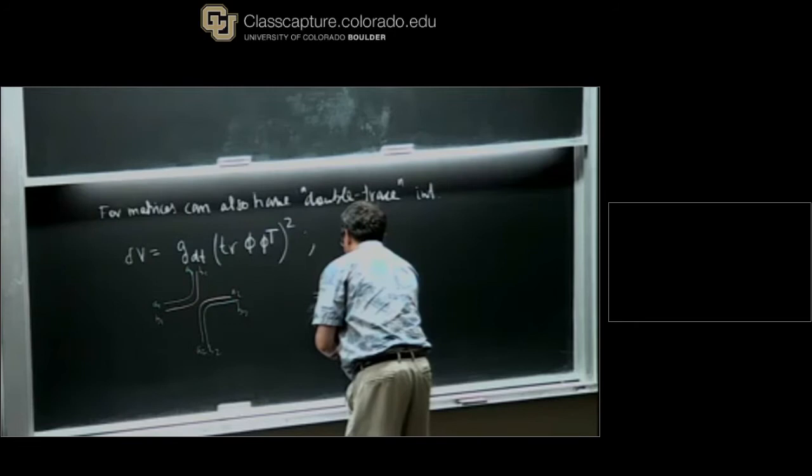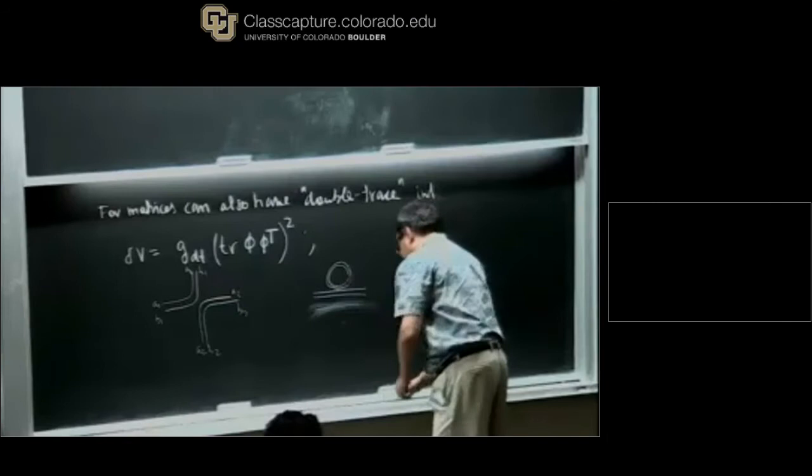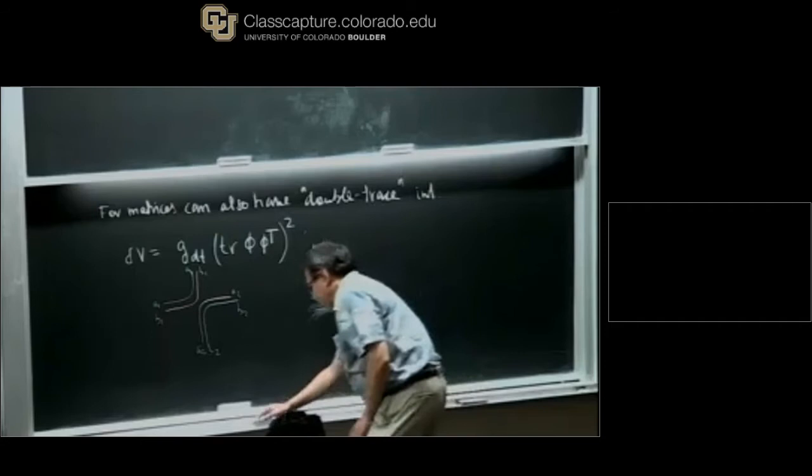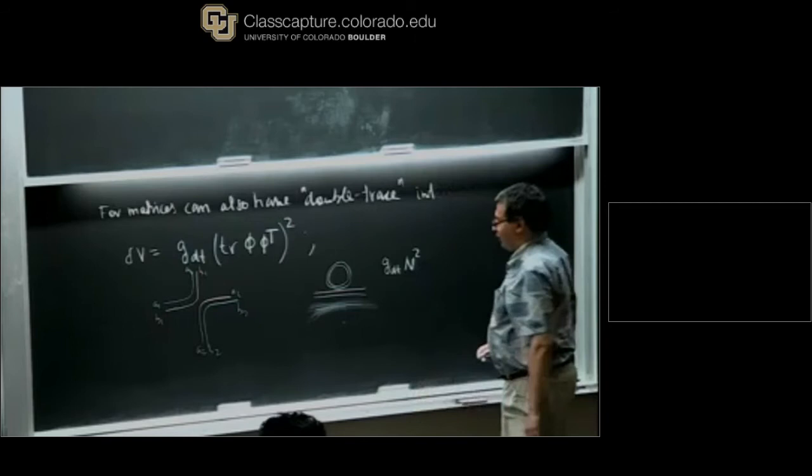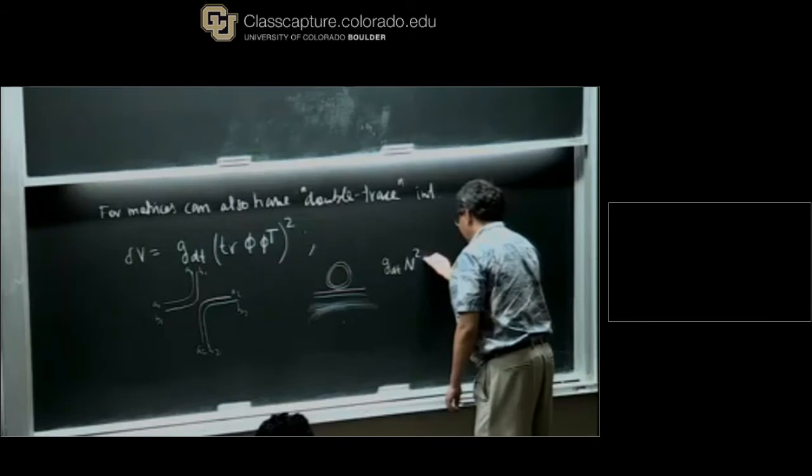But this is what the snail is going to look like. Right, so now there are two index loops. So you basically will have that now this will contribute G double trace times N squared. So the only sensible limit is to keep this fixed. Call this lambda double trace, and now this is fixed in the large N limit.